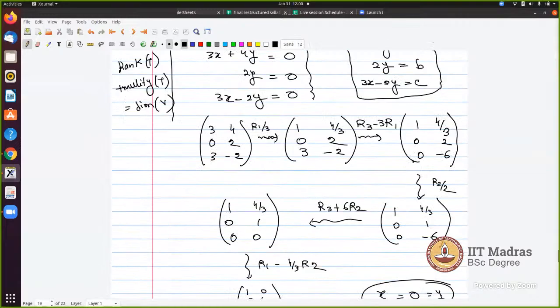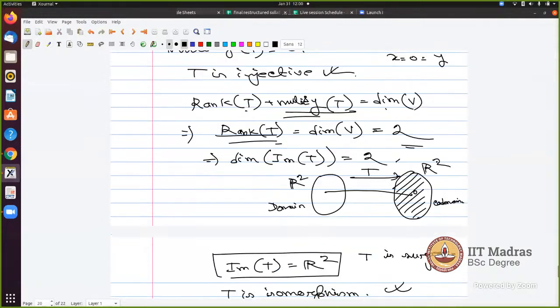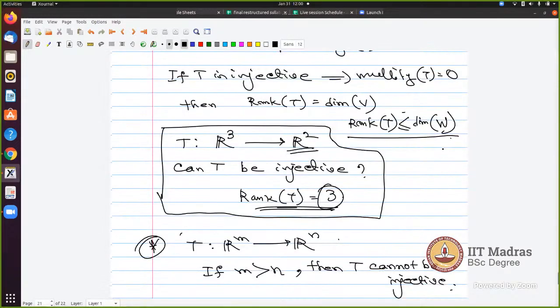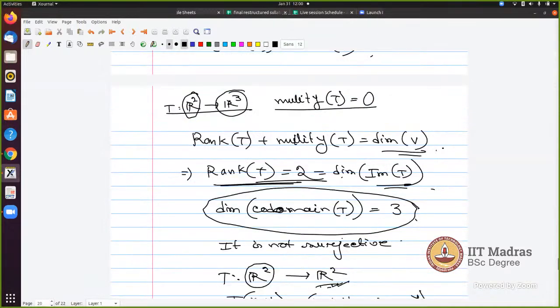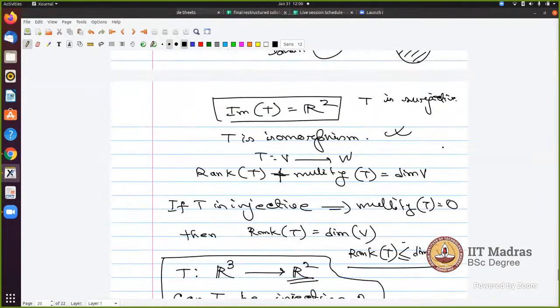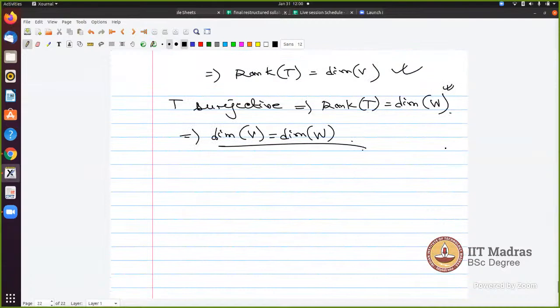In the last one, you showed the case of R3 to R2. Now the opposite: if R2 to R3 is there, then what can you say about the nullity and the injective part? You tell me, what can you say?